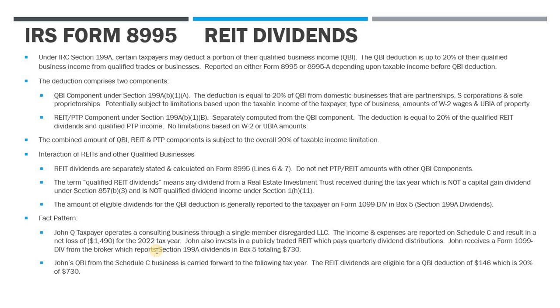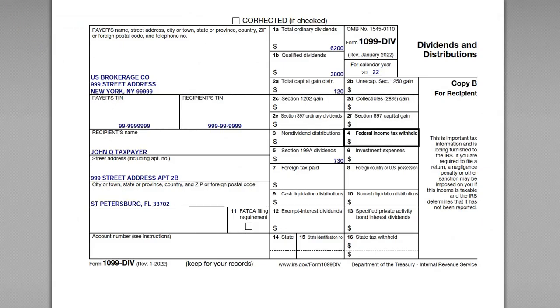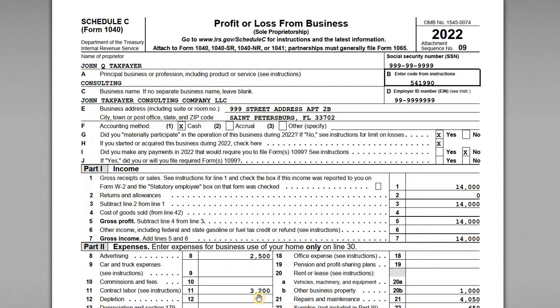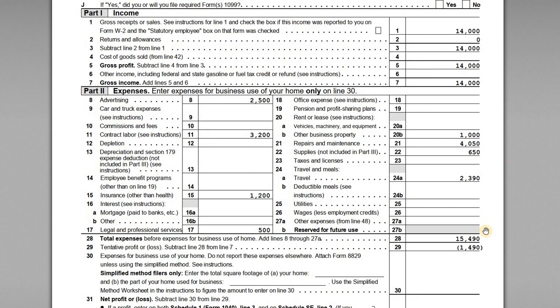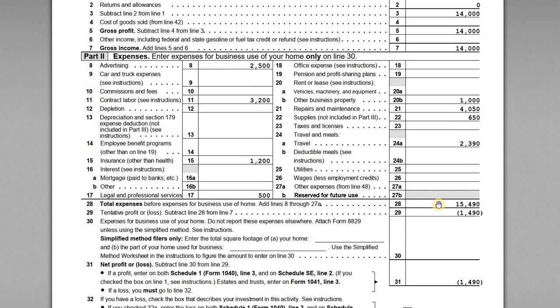So we have John Taxpayer here. He operates a consulting business through a single member LLC. So he reports all of his income and expenses on the Schedule C, and he has a net loss for the year, $1,490. So if we look at his tax return, we jump to the Schedule C here. So here's the Schedule C. We can see he's reported his income and his expenses, and he's got a net loss there.